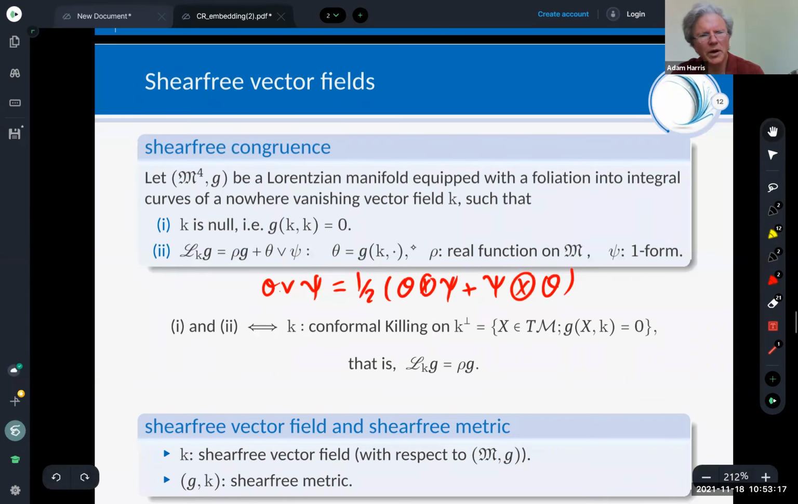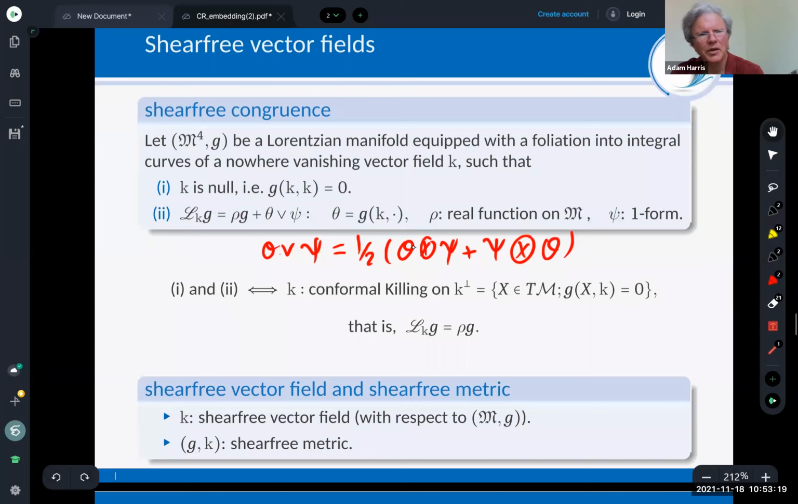Yes, that's important. Otherwise, the initial definition of shear-free congruence could be replaced by that simple equation there. There'd be no reason to give conditions 1 and 2. You just give that consequence. Right, that's basically what I was wondering. As you say, you get that simpler equation when you restrict to K perp. Yes, exactly. So K is called a shear-free vector field with respect to G.